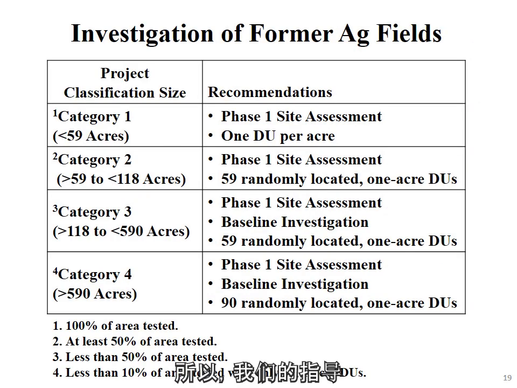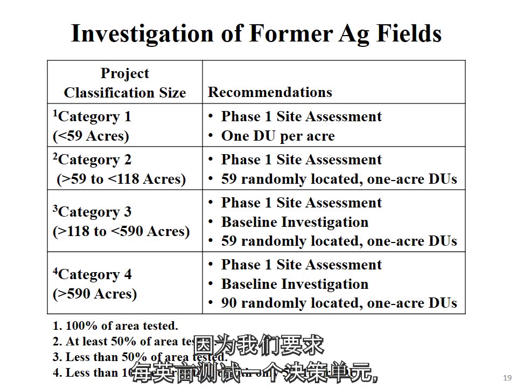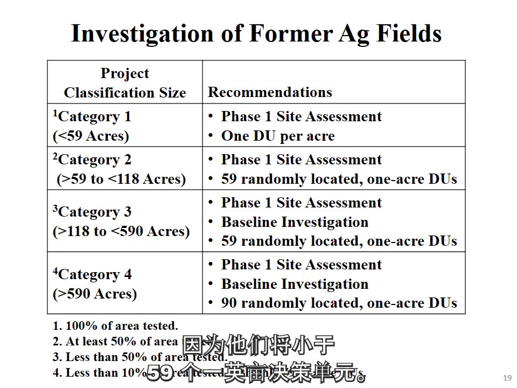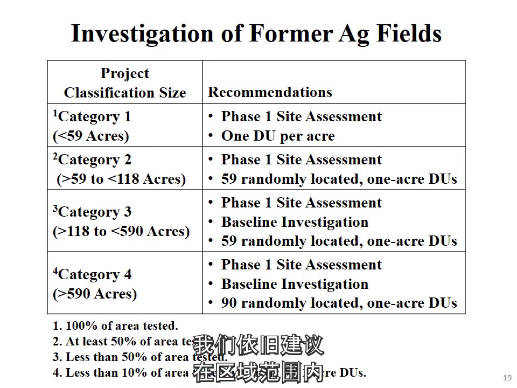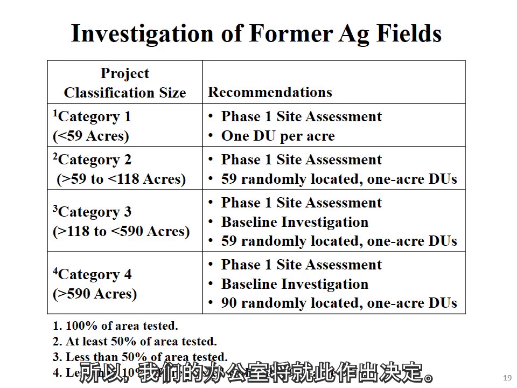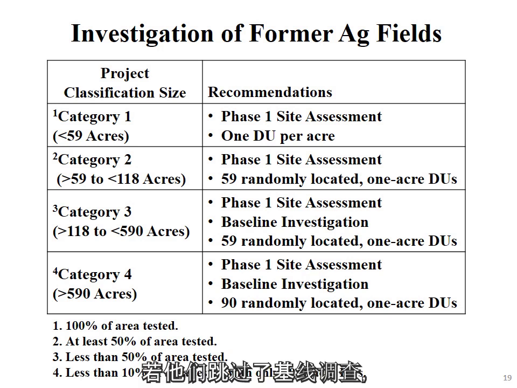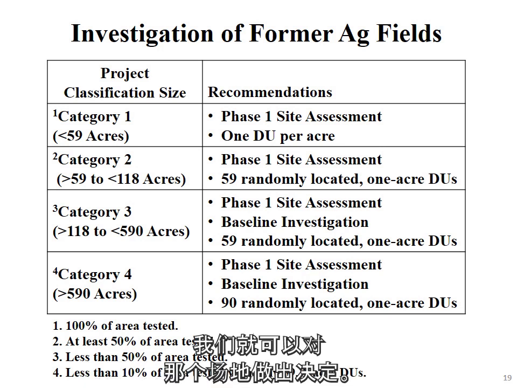So our guidance goes into more detail on these very large areas. For relatively small ag fields, less than 59 acres, because we're requiring testing 1 DU per acre, they're going to test the entire property because there'll be less than 59 1 acre DUs. And when you get to 59 to 118 acre size areas, then we still recommend testing 59 1 acre DUs randomly located within that area. And they'll be testing over 50% of the property. So our office will make a call on this if they skip the baseline investigation but just test 59 1 acre DUs. We're comfortable making a call on that field.